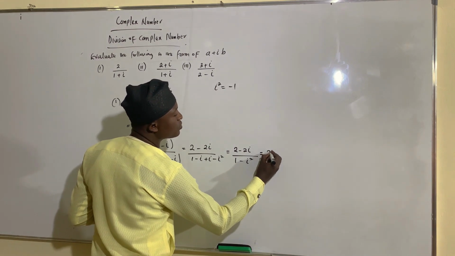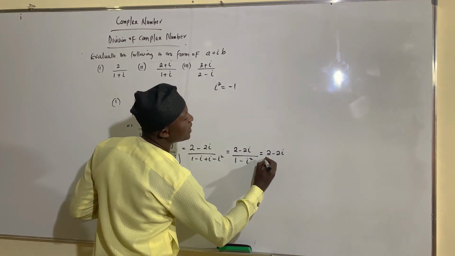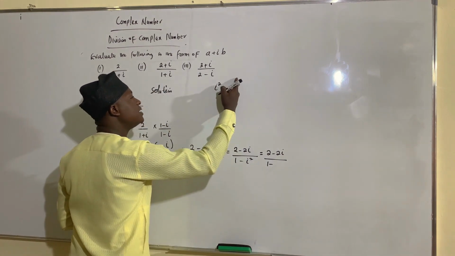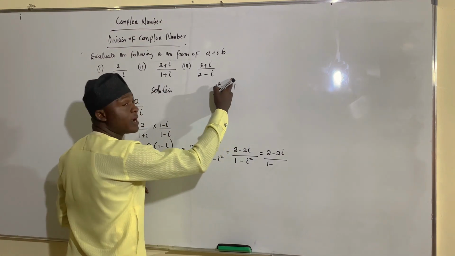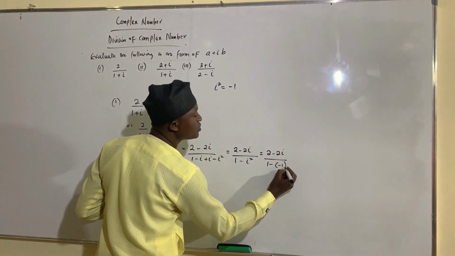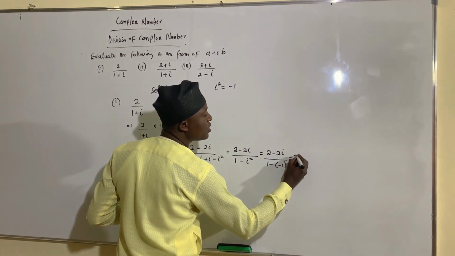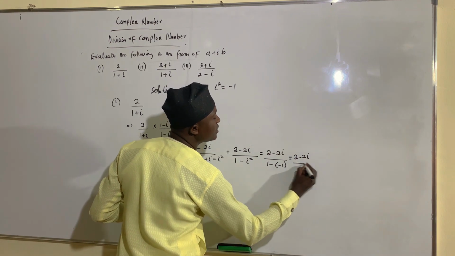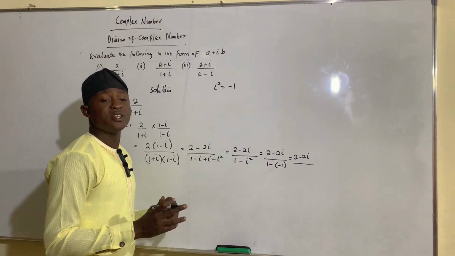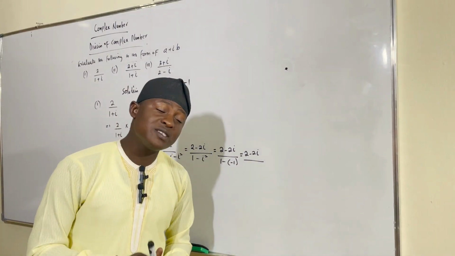So this one can just become 2 minus 2I divided by 1 minus, instead of writing I squared, we know that I squared is minus 1, right? So let's substitute. That means we have minus 1. So here we are going to have 2 minus 2I divided by, if I have minus, the way we normally choose the sign. You don't forget that. That one is very, very important.